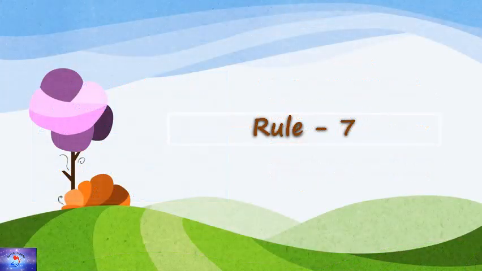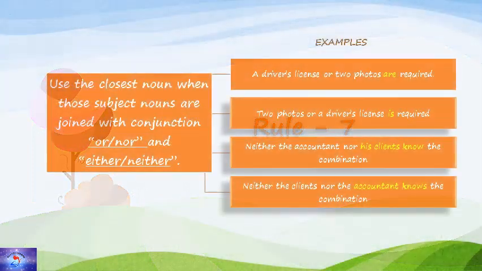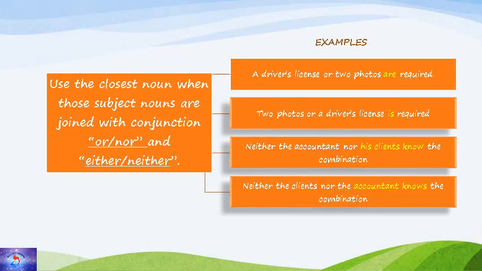Now, let us see rule 7. This rule says to use the closest noun when the subject nouns are joined with the conjunction or, nor, either or, or neither nor. For example, a driver's license or two photos are required. Two photos or a driver's license is required. So in these two sentences, you can see the difference in the usage of verb forms.